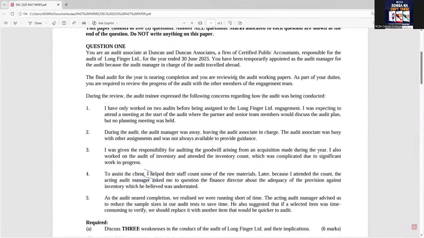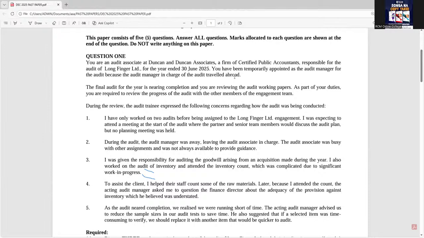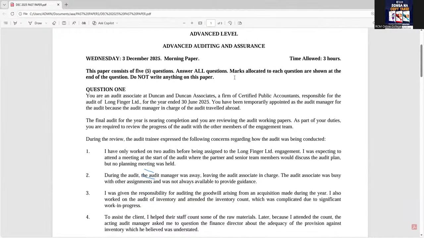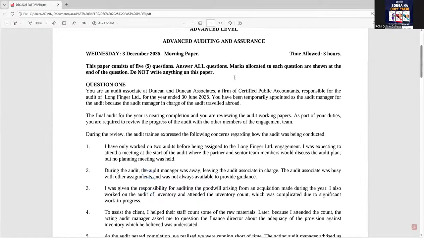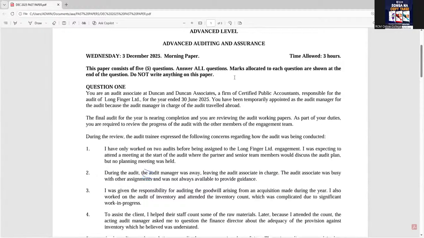So what you learned in auditing and assurance is still relevant to what you are having to advance as you study your advanced auditing and assurance. For example, as I'm having to mention, you realize, for example, this was the sitting for December 2025, the one that just did this previous sitting.